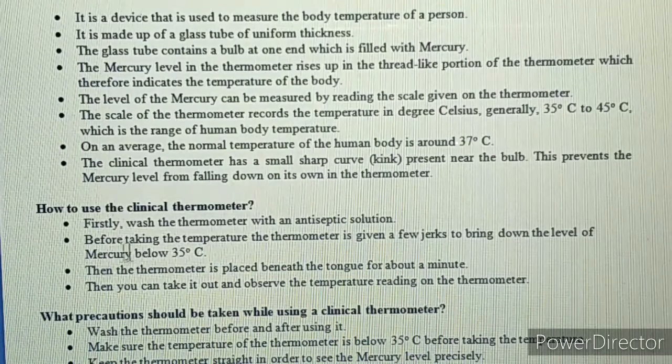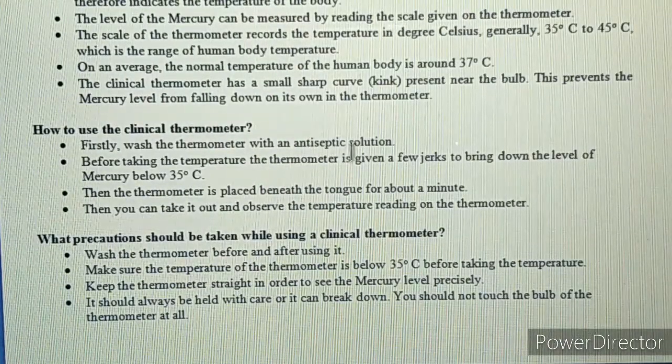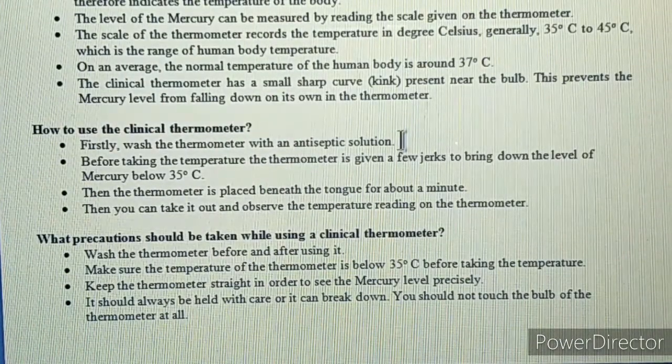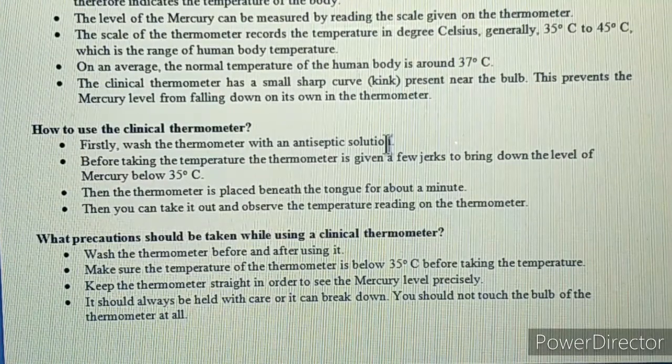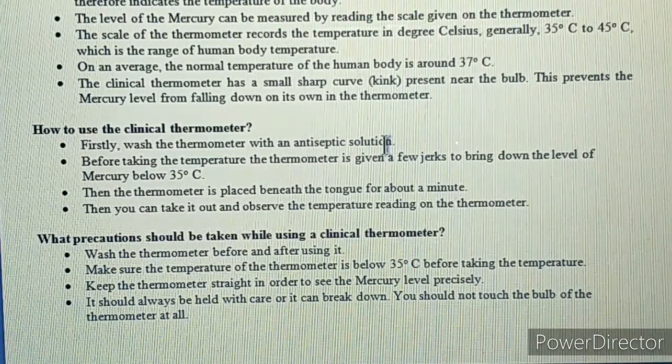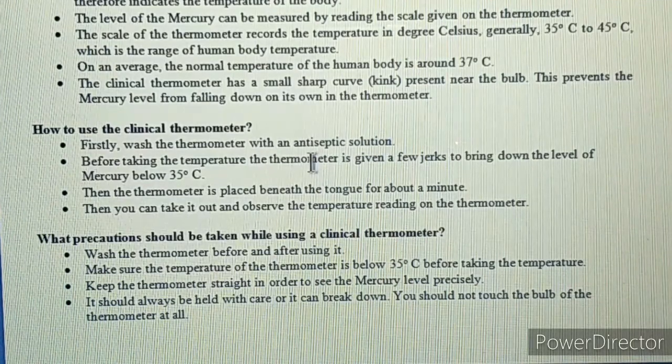Now, how to use the clinical thermometer? Firstly, wash the thermometer with an antiseptic solution, because the doctors keep them in the patient's mouth or the patient's armpit.